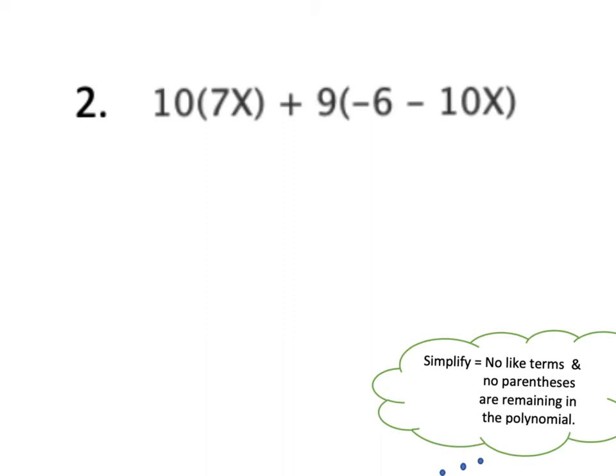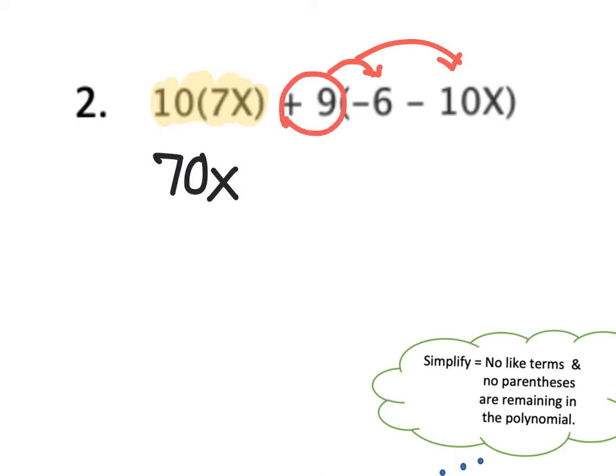All right, in this next one, we have several operations happening here. First of all, I have 10 times 7x. I'm going to handle that first. 10 times 7 is 70x. Secondly, I need to take 9 times a binomial. I'm going to distribute this outer 9 to both terms inside the parentheses. So positive 9 times negative 6 is negative 54. Then I have positive 9 times negative 10x, that's negative 90x.